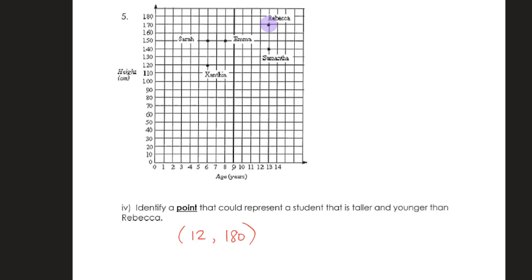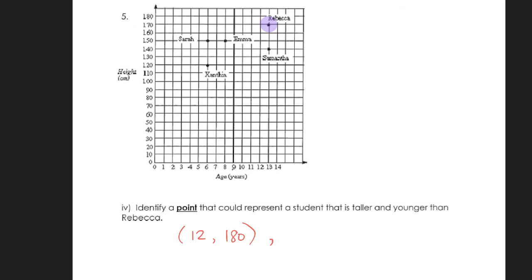Okay, I want you to write down a second point. Now give me something that is totally unreasonable, like in real life, that is completely unreasonable. Can you give me another point? Okay, pause it now.